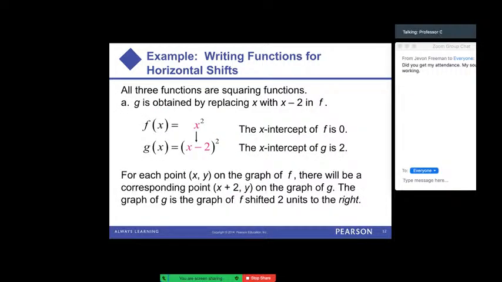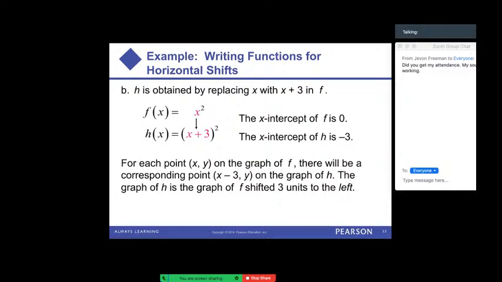So all three functions are squaring functions. g is obtained by replacing x with x minus 2. So it says the x-intercept of f is 0, the x-intercept of g is 2. So for each point x, y on the graph of f, there will be a corresponding point x plus 2 on the graph of g. The graph of g is the graph of f shifted 2 units to the right, right? So again, this minus 2 caused it to shift to the right by 2. And again, this plus 3 caused the graph to shift to the left by 3, which is the reverse of our intuition.